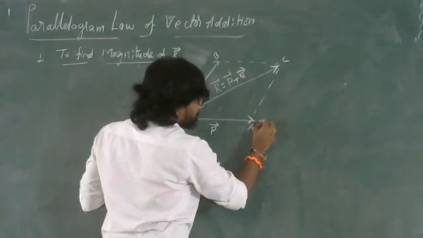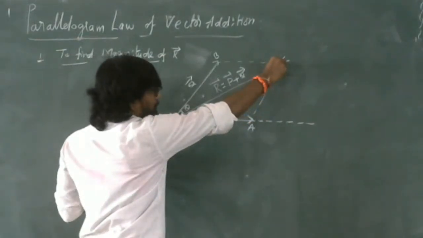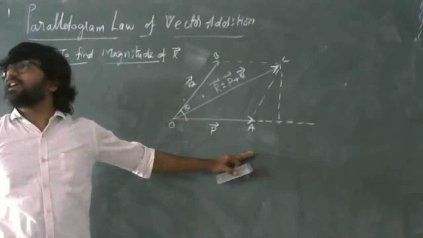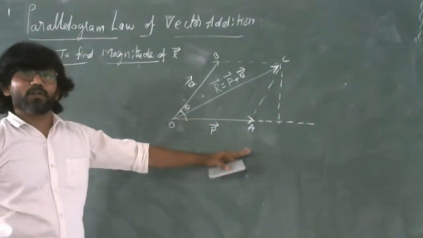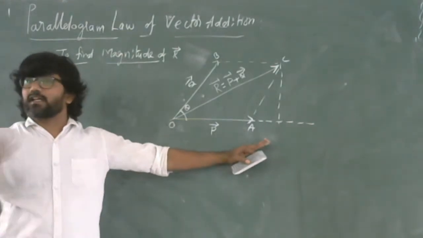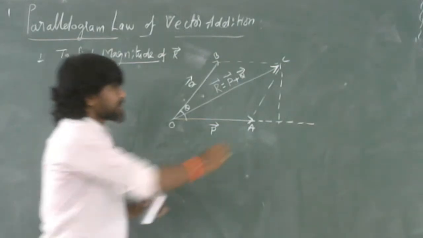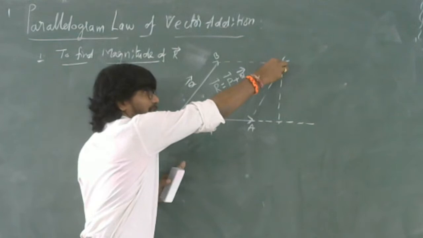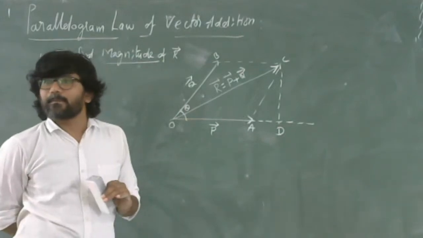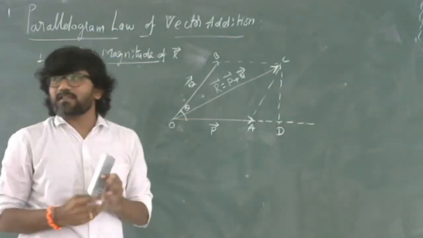extend this line and let us draw a foot of the perpendicular from point C onto this line. Is this clear? Switch on the lights. Is this visible? I am getting some glare. No problem. So let us draw a foot of the perpendicular from point C onto this point and mark this point as D. Okay? Now, we have to remember a few properties of a parallelogram.